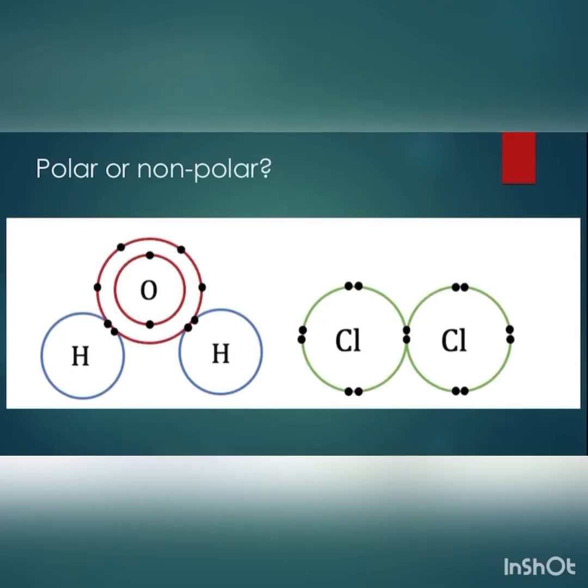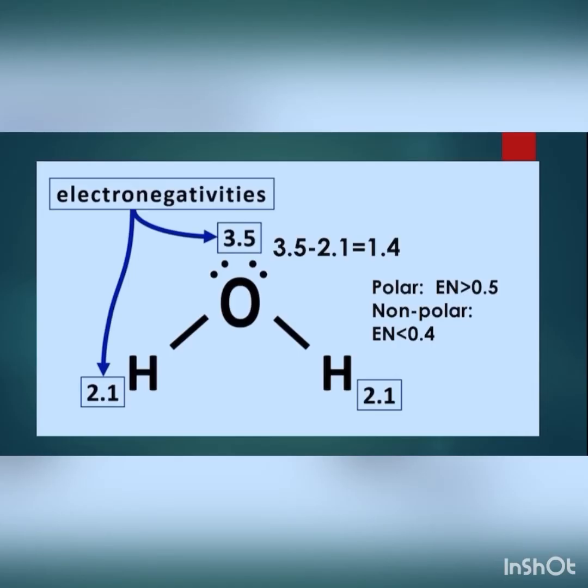So, are the bonds polar or non-polar? If elements are the same, then the bond is non-polar, as electrons are equally distributed, like the chlorine. So, more electronegative elements attract electrons more strongly than the lower electronegative ones. We know the bond is polar when the electronegativity difference is more than or equal to 0.5, and it's non-polar when the electronegativity difference is less than or equal to 0.4.